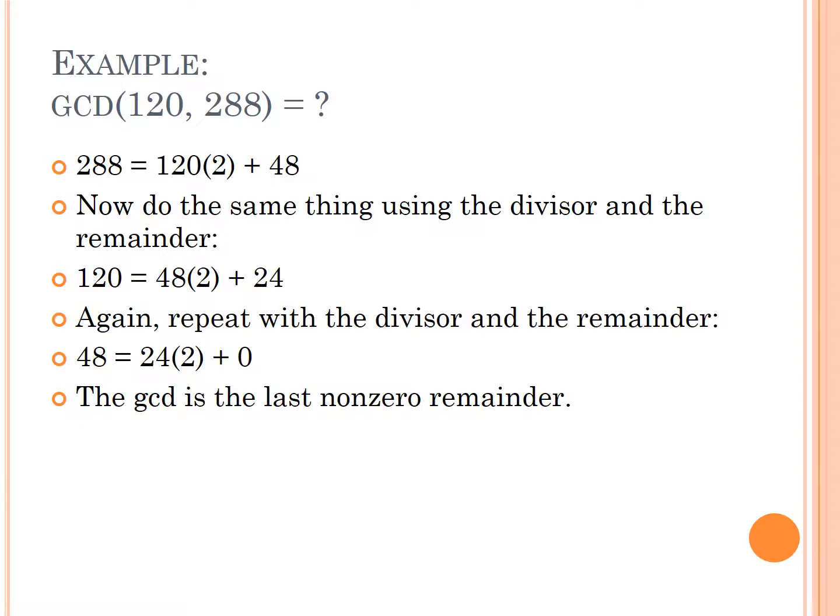So now I'm going to repeat the same thing. My divisor becomes my dividend. My remainder becomes my divisor. And I say, how many copies of 24 are in 48? Well, 2, and there's nothing left over. And the GCD is going to be the last remainder I get that isn't 0.